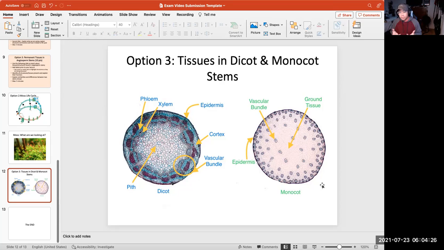And on its outermost layer, we have what is known as the epidermis. The epidermis acts more as a protective layer against pathogens, against harmful rays from the sun, and other predatory creatures that might prey on these kinds of plants. So that's what that does.